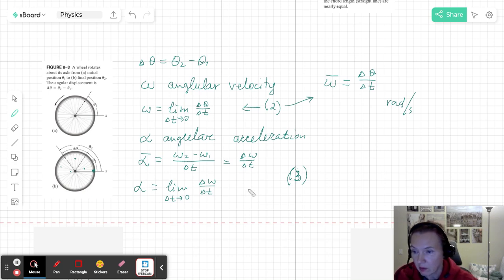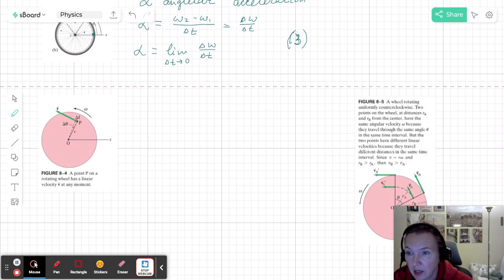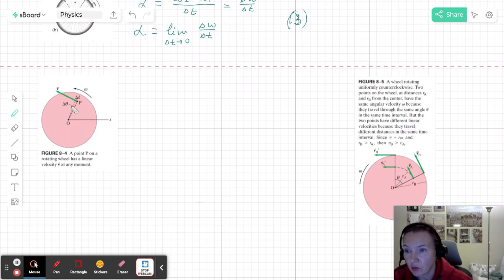All right. Because angular velocity is the same for all points on the object, that means that angular acceleration is also going to be the same for all the points, no matter where the points are. However, now we're going to tie together our linear velocity and acceleration and angular velocity and acceleration. So let's take a look at this diagram, figure 8.4.